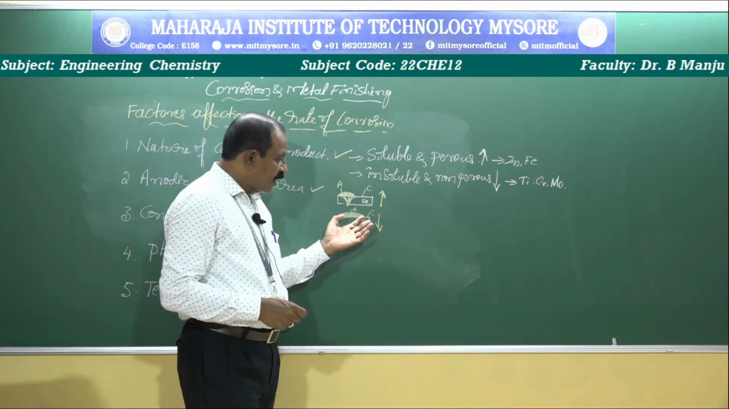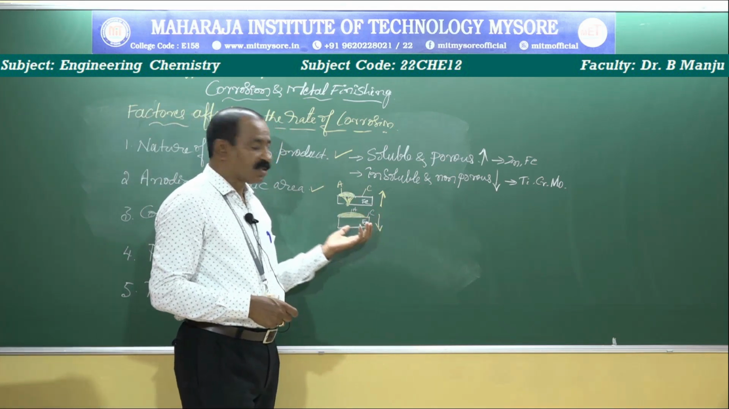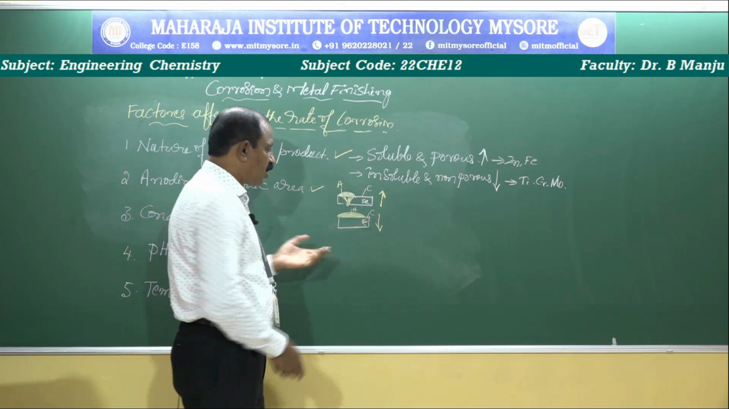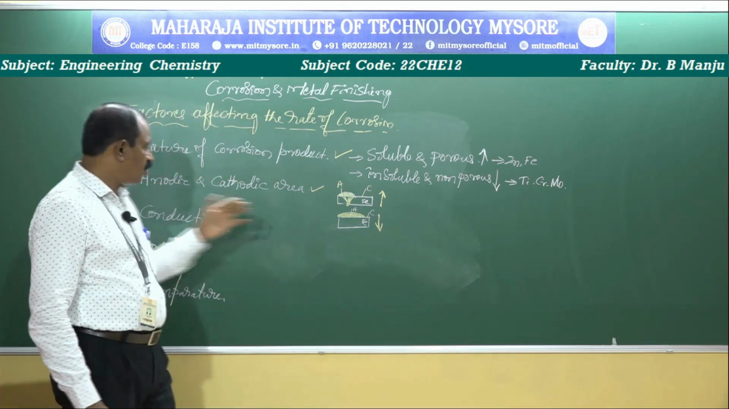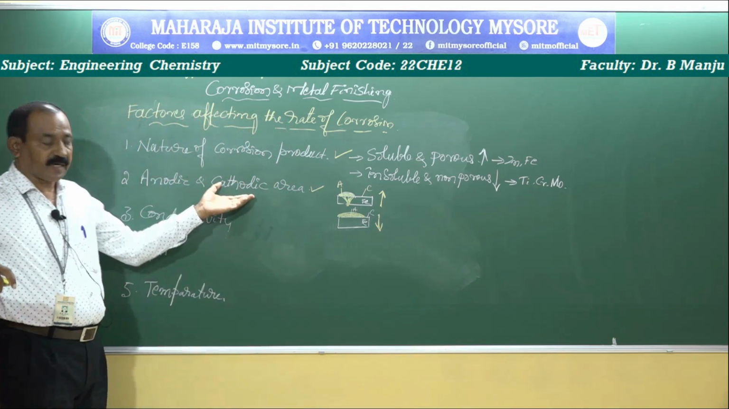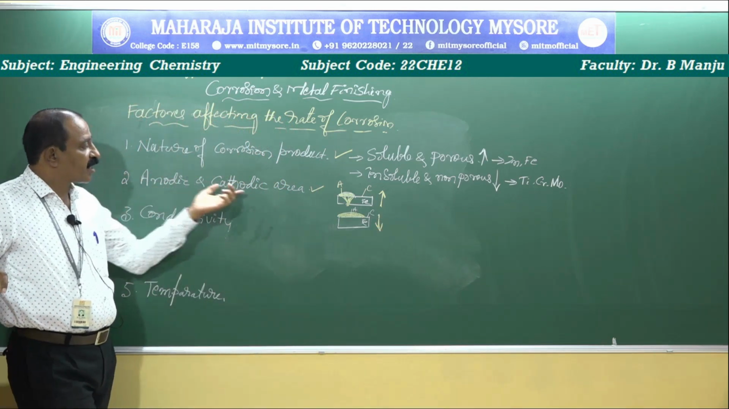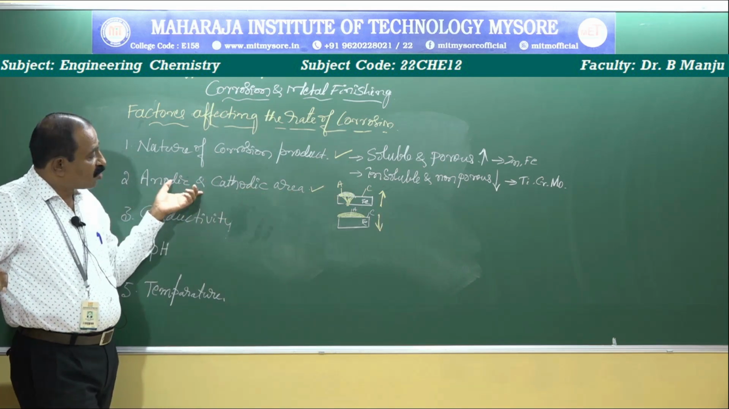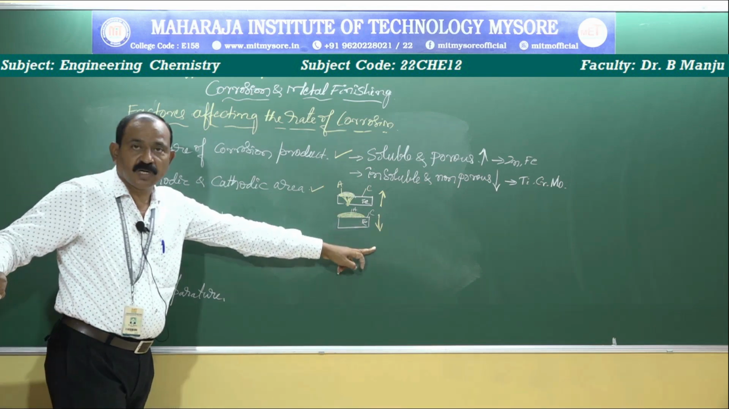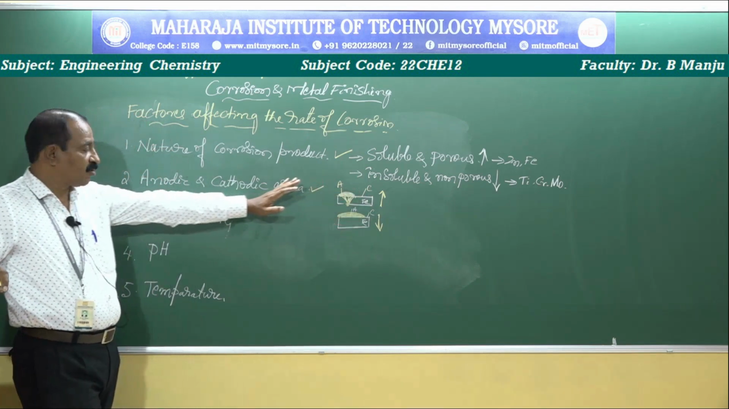Therefore, the receiving end is less; not all the electrons are accepted by the cathodic zone, so automatically the rate of corrosion decreases. That is called the anodic and cathodic area effect. Anodic area is less, cathodic area is more, rate of corrosion high. Anodic area is more, cathodic area is less, rate of corrosion decreases. That is the explanation. Okay.